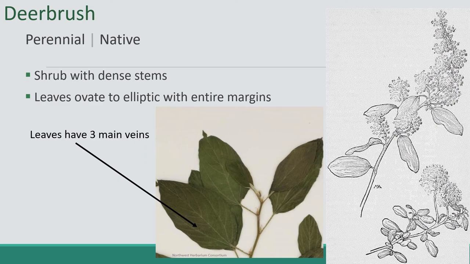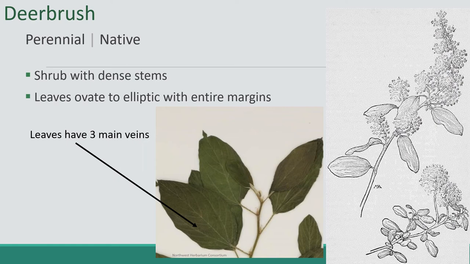Deerbrush is an interesting plant. Take a look at that leaf. It's a big ovate or elliptic leaf. It has an entire margin, so it's not dissected at all. And it looks like something that would be just a great mouthful for a deer. And it is, and that's where it gets the name deerbrush, because it really is good forage for those browsing wildlife. They can just get a full bite of this really soft and nutritious leaf.